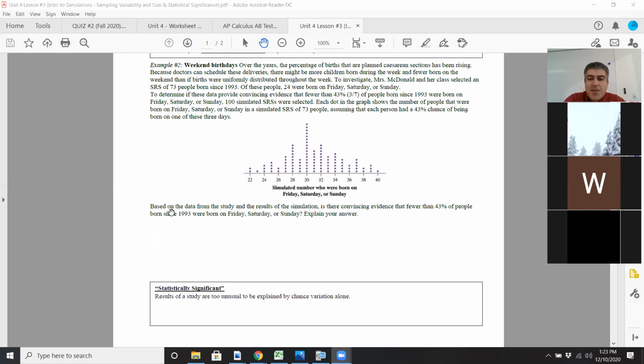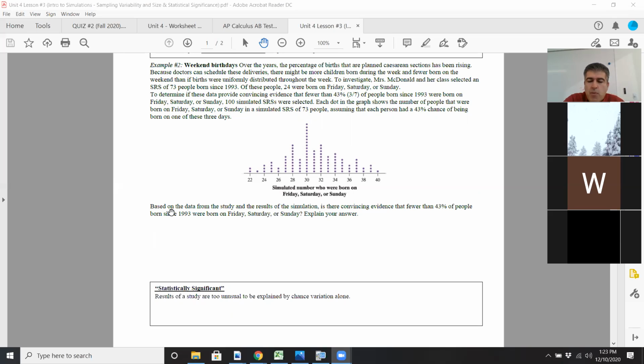Our daughter, we actually planned a little bit for that one. But you can imagine that if you're going to have surgery, it's usually when the doctor's in the hospital, right? So you see more during the week than the weekend. During the weekend, it'd be more just by chance. Oh, I'm ready to have this baby, right? To investigate, Mrs. McDonald and her class selected a simple random sample, 73 people born since 1993.